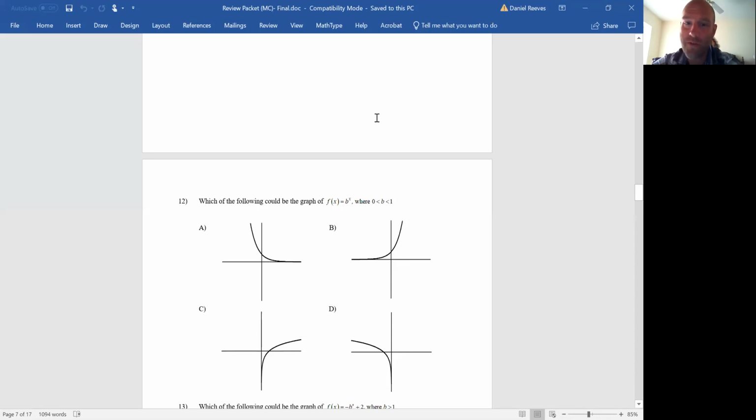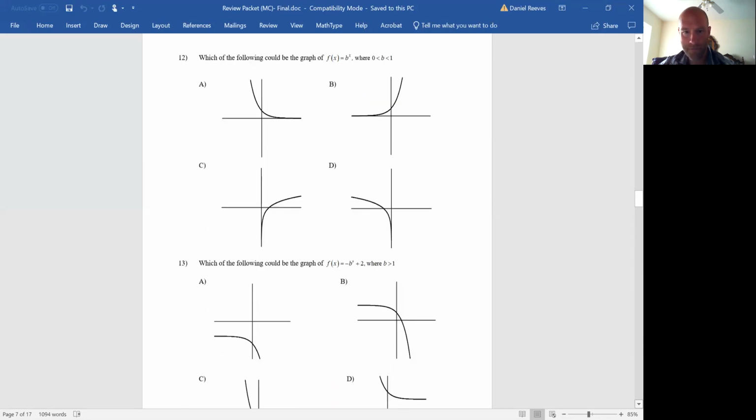We're back. Which of the following could be a graph of f of x equals b to the x, where b is between 0 and 1? Well, if the base is less than 1, as x gets bigger, this actually gets smaller. So I am looking at A, that number 12 is simply an exponential decay kind of problem there.